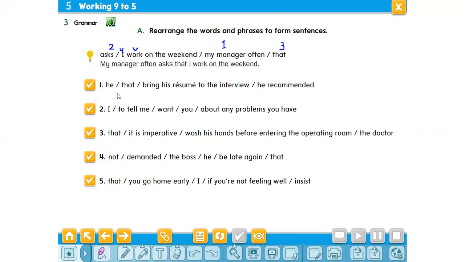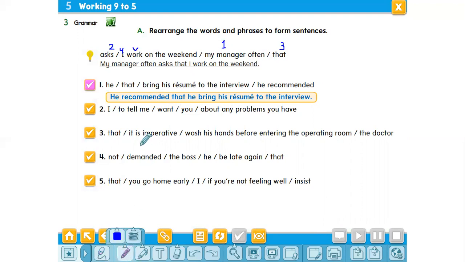Number 1, he that bring his resume to interview, here comment. Where is the first subject? Excellent. Here comment. We start with here commented that he bring his resume to the interview. This is the subjunctive verb, that, subject, and the base form. Very good, my dear students.